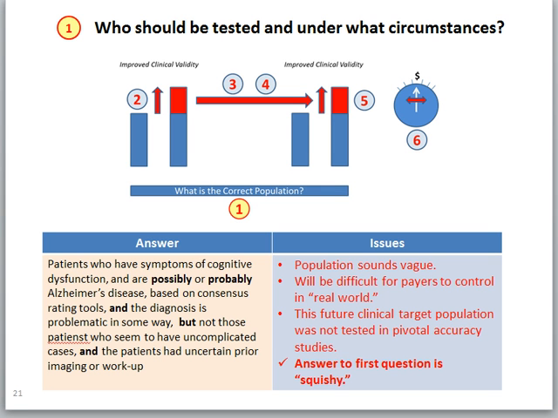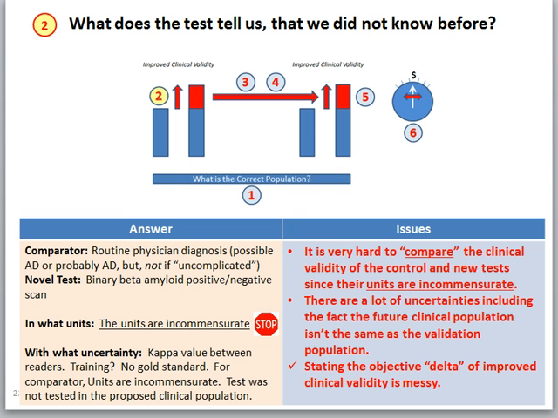So the issues now, comparison to some other things we've seen, the population sounds a little vague. It might be difficult for payers to control in the real world and monitor and enforce that definition. The future clinical target population is not the one tested in pivotal accuracy studies, which involved in part autopsy studies of people at the end of their life, not 60 or 70-year-olds who had early cognitive impairment. So the answer to the first question, we're not going to rate it, but it seems a little soft.